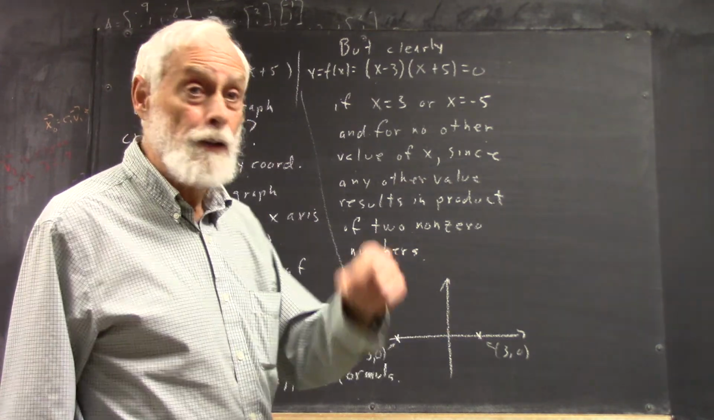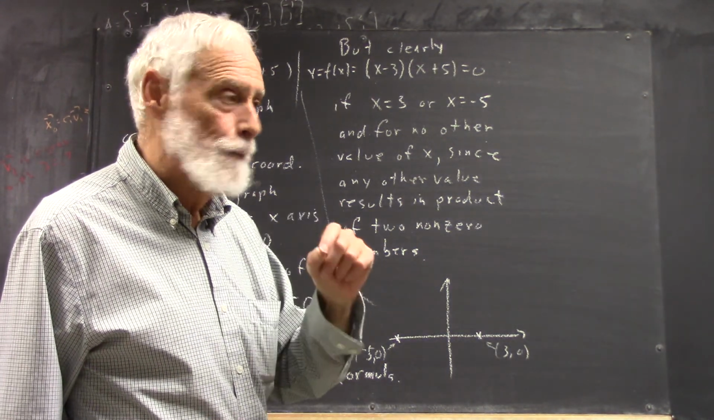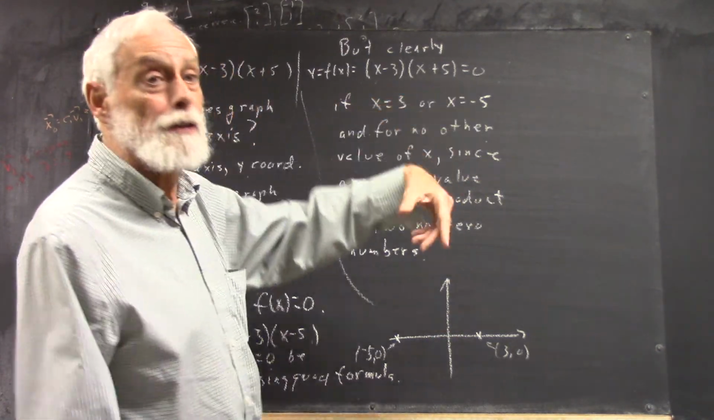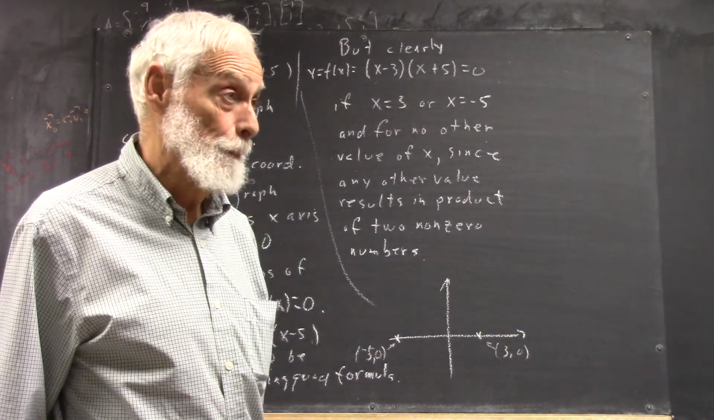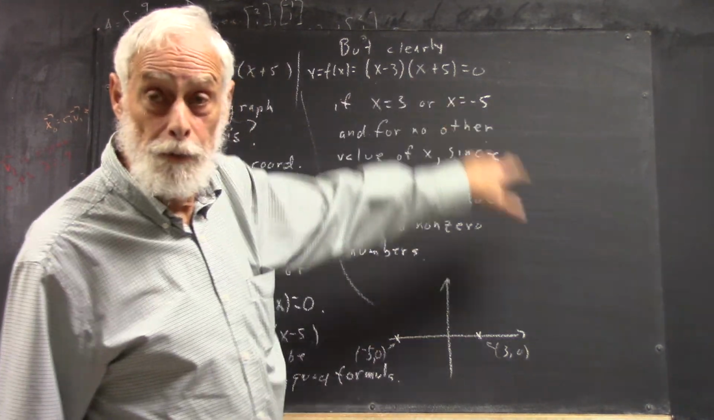But we can get another point on the graph, right? The easy point is let x equal 0, because that's going to give us what? The y-intercept, right? We know that. So plug in 0 and you get negative 15.